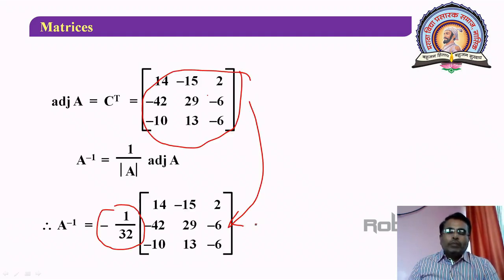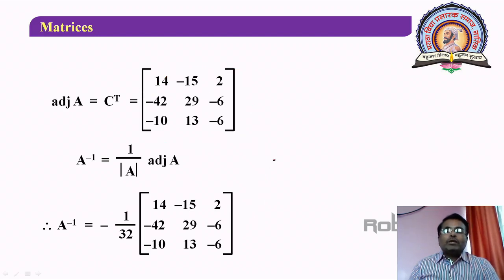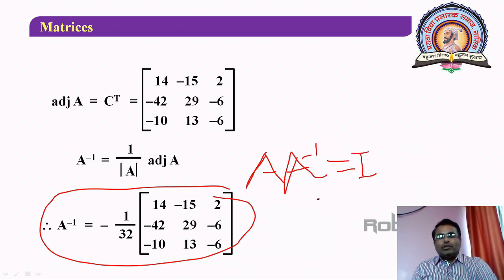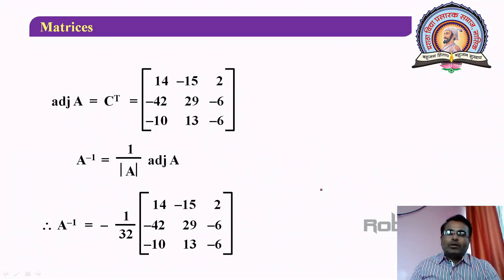Now whenever you want to check whether your determination of the inverse is correct or not, just take the obtained A inverse and your original matrix A and check that A into A inverse is equal to I. If that comes out equal to I, then it indicates that your determination is correct. If it does not come out as I, then it is clear that you have made some mistake somewhere. That confirms whether your determination is correct or not. Is that clear? Okay.